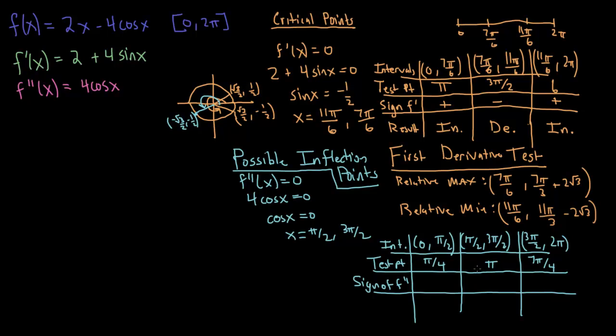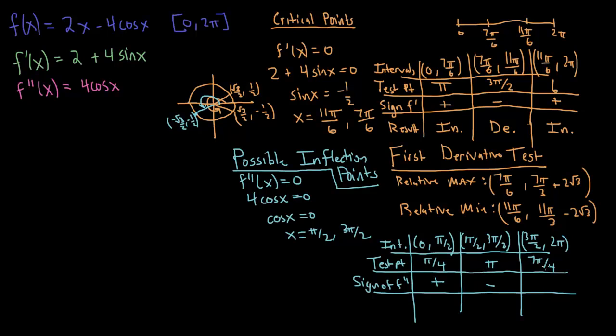I'm doing them so I can do these in my head, because I know that f double prime is 4 cosine x. It's really easy to take cosine of pi over 4. It's root 2 over 2. So I have root 2 over 2 times 4. That's clearly a positive. If I look at cosine of pi, well, cosine of pi is negative 1. So negative 1 times 4 is negative.